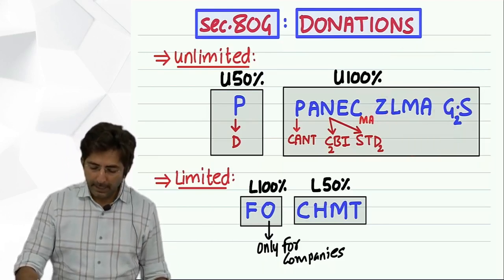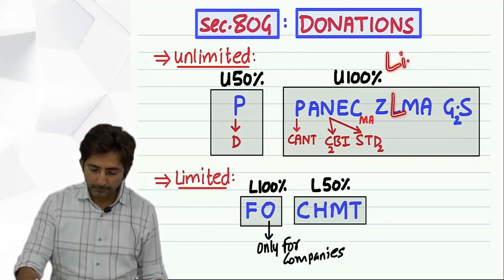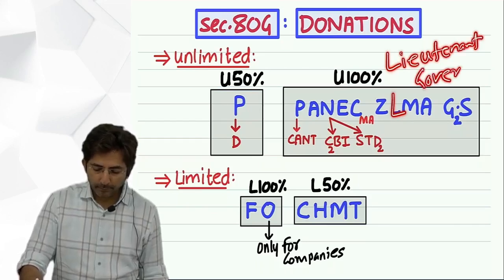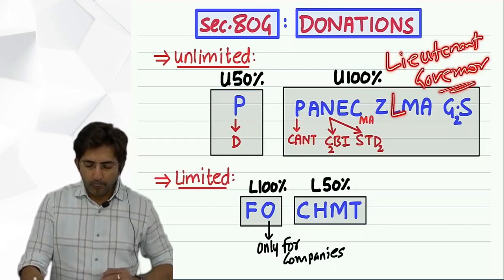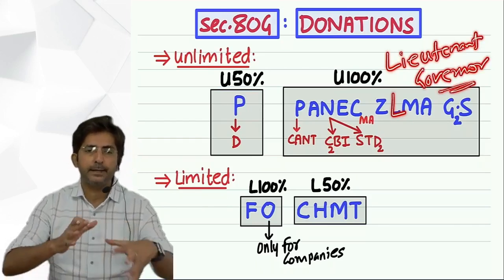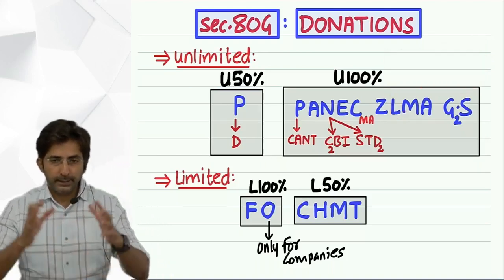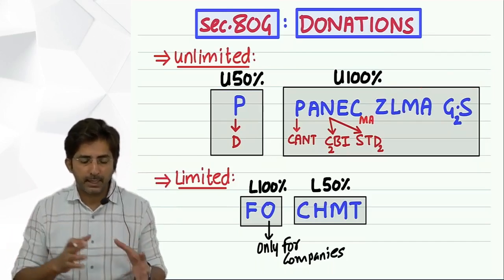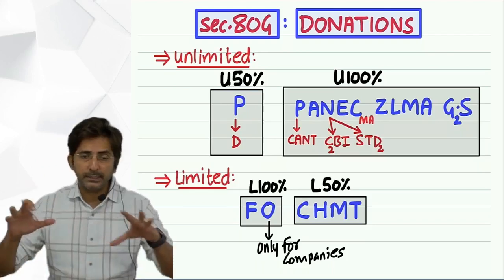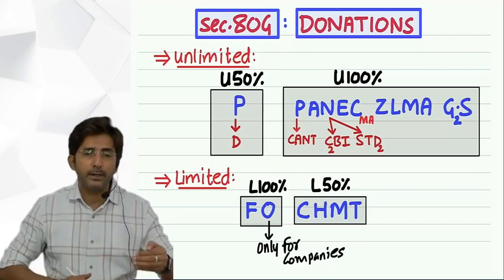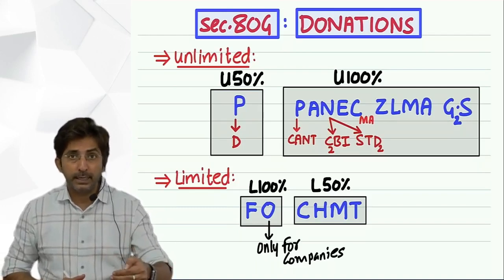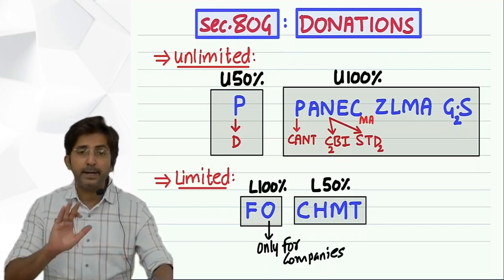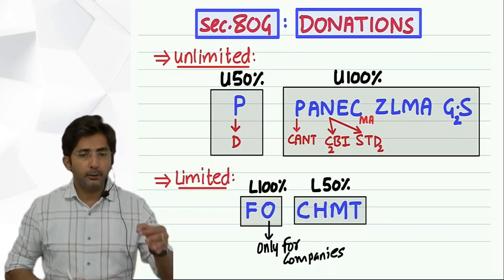Then L stands for Lieutenant Governor's Relief Fund. You know what a Lieutenant Governor is? The Lieutenant Governor is the head of a Union Territory. You know what a Union Territory is? In India, most parts are divided into states: Maharashtra, Gujarat, Rajasthan, etc. But there are some places like Andaman Nicobar, Daman Diu, Pondicherry. They are not treated as states. They are called Union Territories, and a Union Territory is not headed by a Chief Minister. It is headed by a Lieutenant Governor.